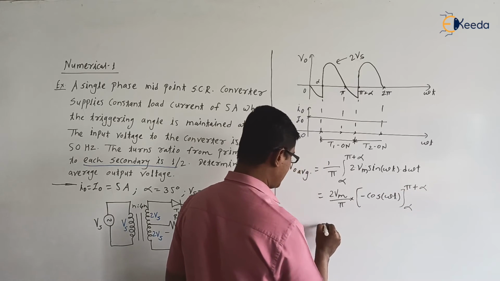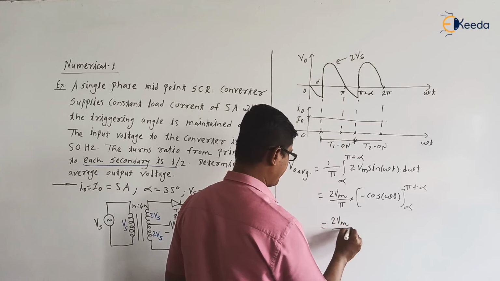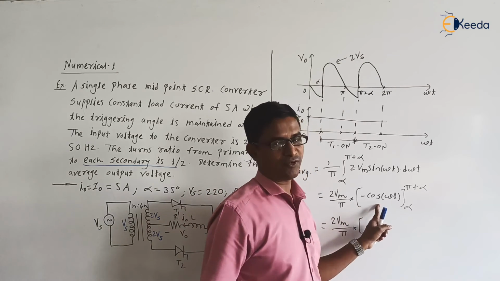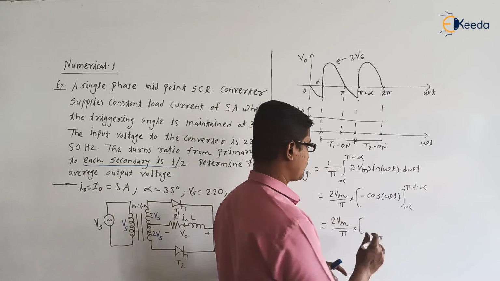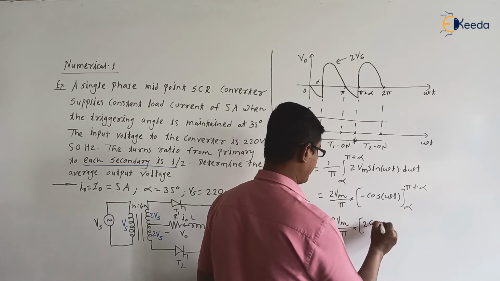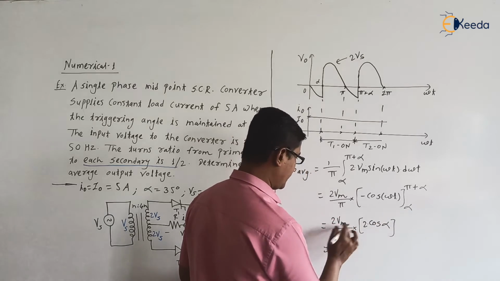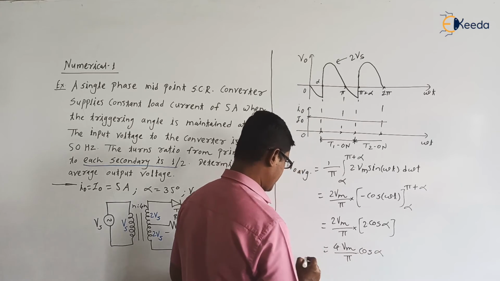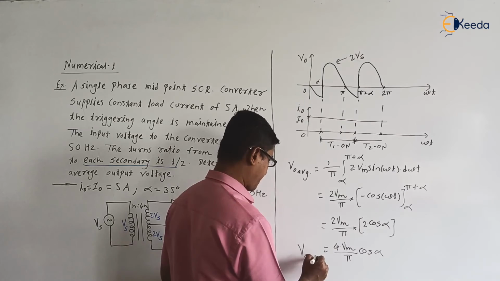We can simplify it as 2 Vm by pi into minus cos of pi plus alpha. Cos of pi plus alpha is minus cos alpha, so it is cos alpha plus cos alpha, which is 2 cos alpha. So it equals 2 into 2, that is 4 into Vm by pi into cos alpha. This is the V0 average we are having.